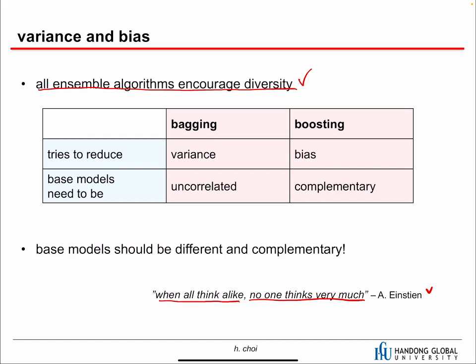So as I said, in bagging, we reduce the variance, and in boosting, we reduce the bias. And in bagging, all the models are supposed to be uncorrelated. And in boosting, all the models are complementary to each other. So when the first model is not working for some samples, the second model can work for those specific samples. So they are complementary to each other. And the base models should be different and complementary. This is quite an important message.